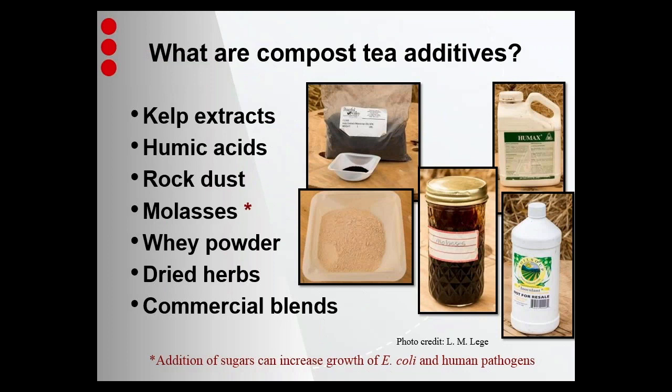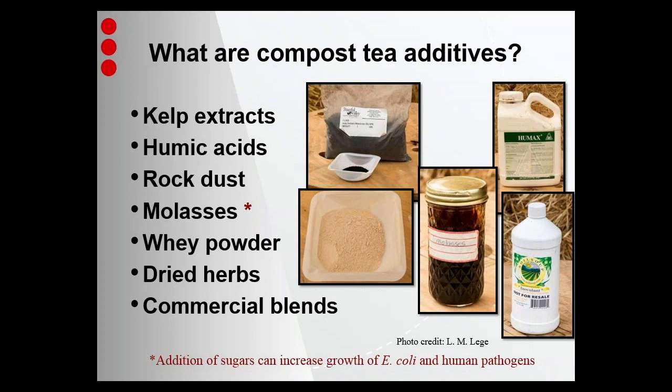So some of the most common additives that we see are things like kelp extracts and rock dusts, and these are primarily used to boost micronutrient content. In particular, kelp extract is going to have very high micronutrients. It will also have a high salt concentration, so that's something to pay attention to when you're dealing with your final tea. There's also several recipes out there that call for things like molasses or sugar. Again, you want to be very careful with a sugar source. If you're adding a sugar to your compost tea, you do have the potential to grow E. coli or other human pathogens, particularly if you're using a compost source that has animal-based materials in it.